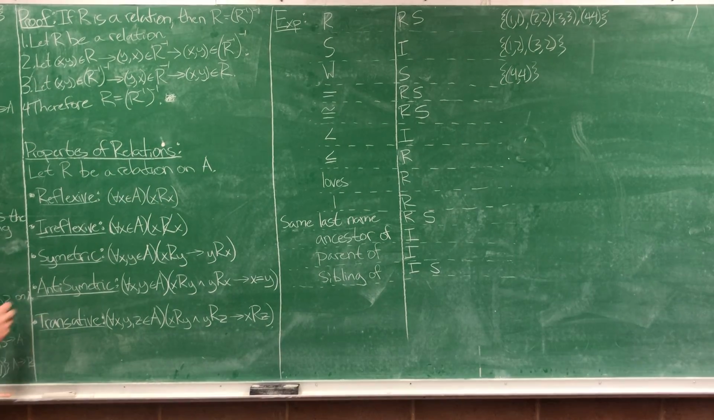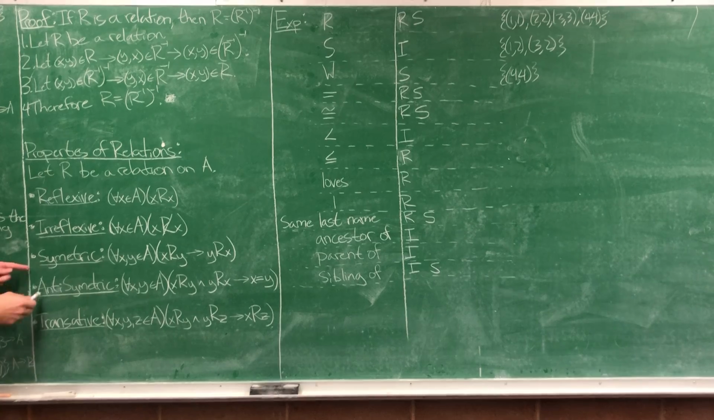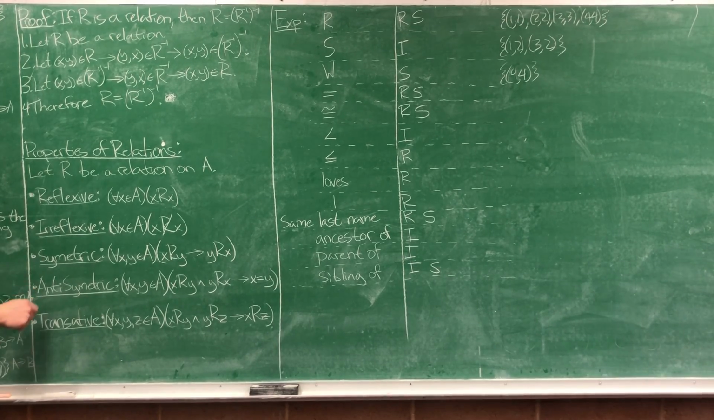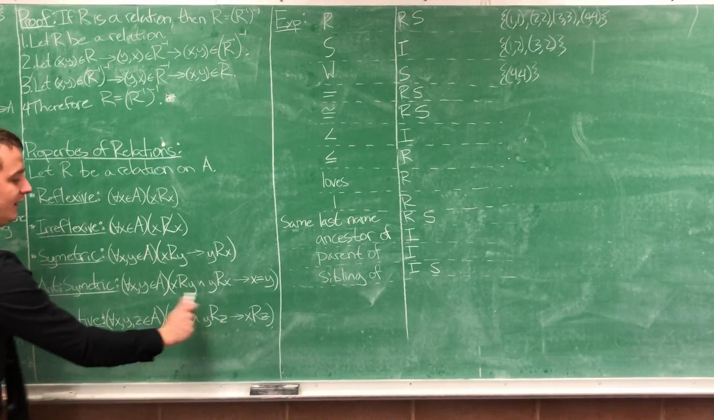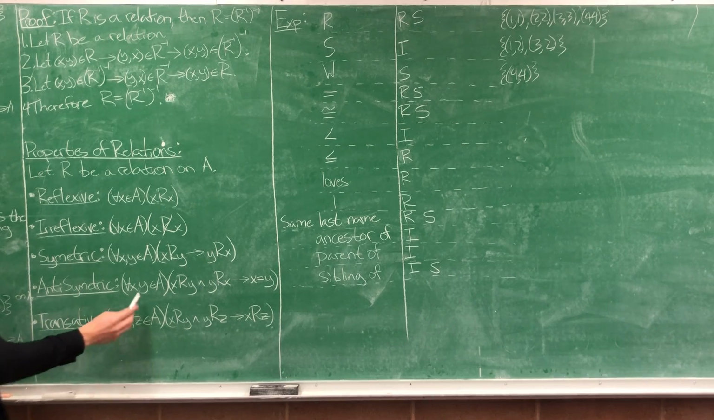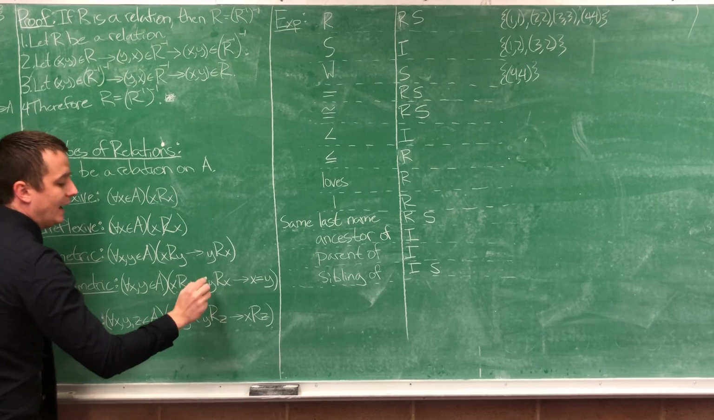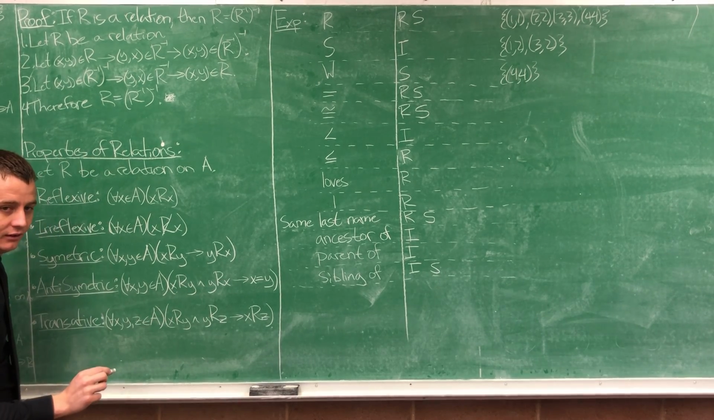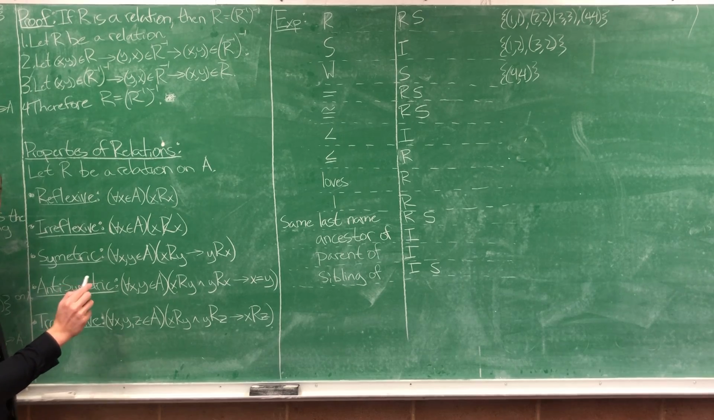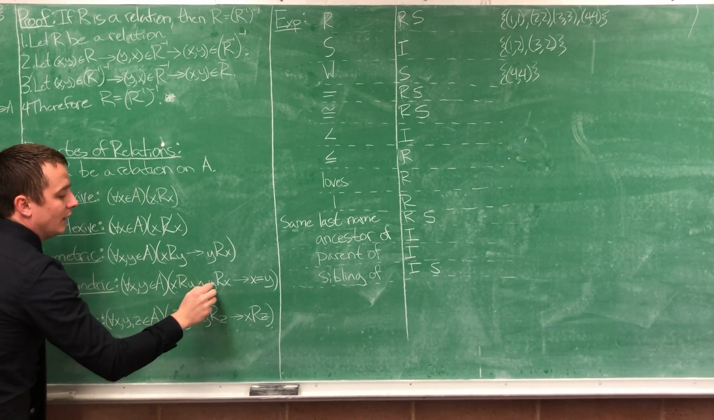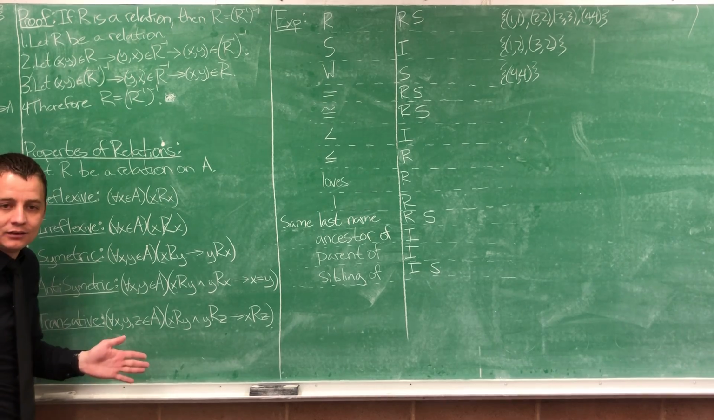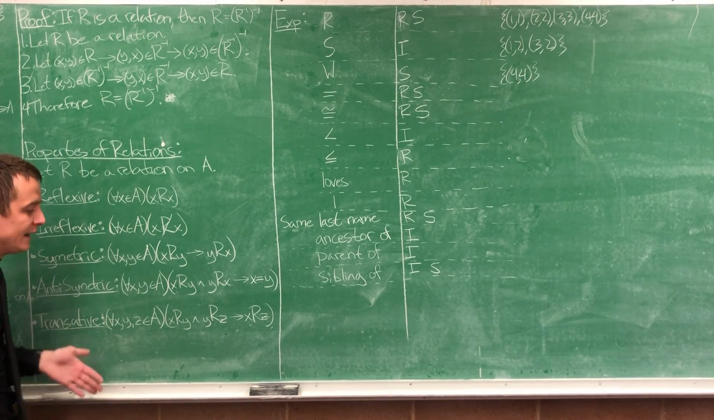Alright. Next one. Anti-symmetric. Again, this is not the opposite of symmetric. It's just names, so don't think that if you don't have one, then you have the other. Anti-symmetric means that for all x and y, if x is related to y and y is related to x, then x is equal to y. In other words, x is related to y and y is related to x only if they're actually the same thing.